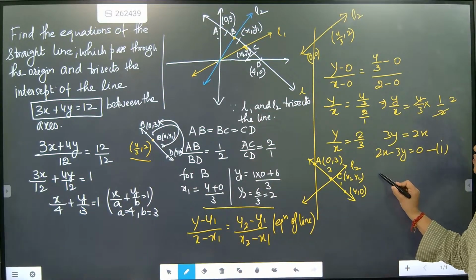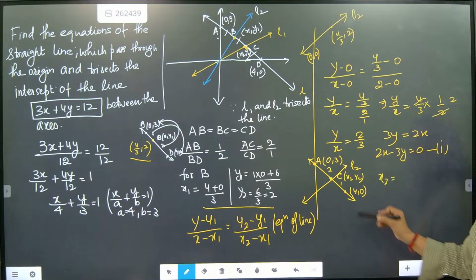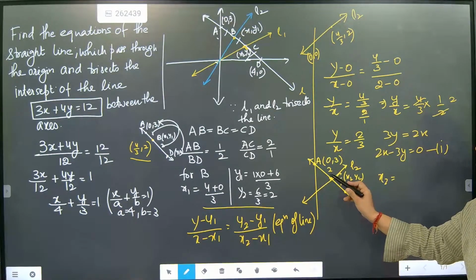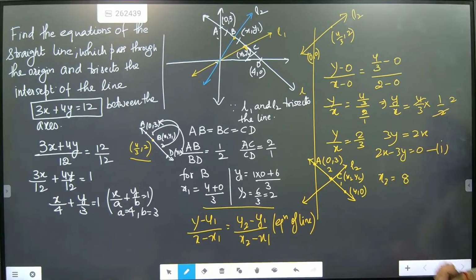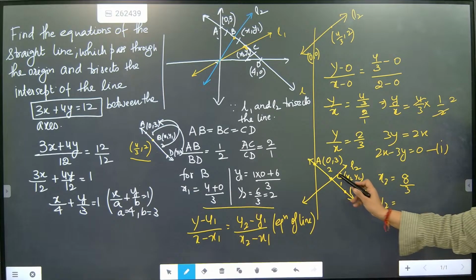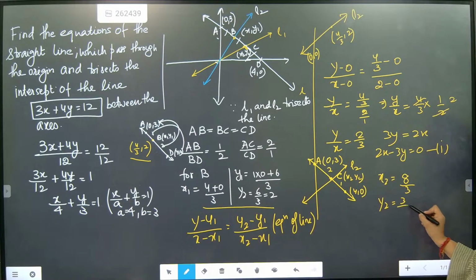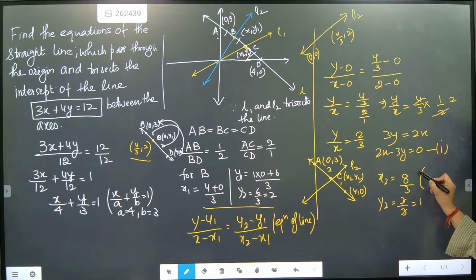So what is x2? x2 will be 2 multiplied with 4, it will become 8 by 3. And y2 will be 2 multiplied with 0 and 1 multiplied with 3, so it will become 3 by 3, which is 1. So bingo, point C is coming as 8 by 3 comma 1. So you got point C.